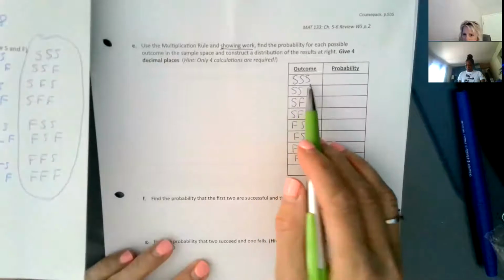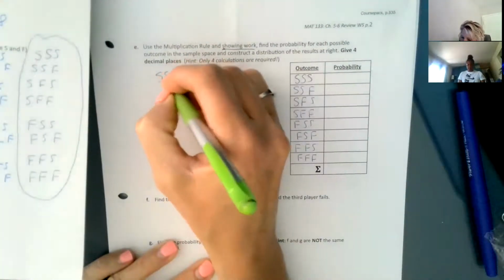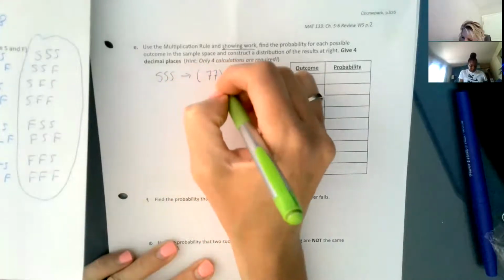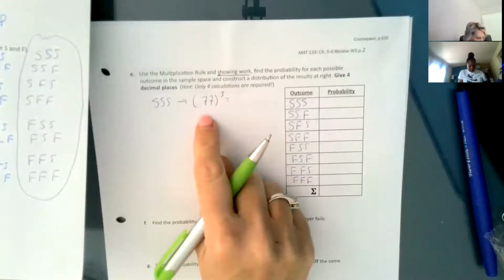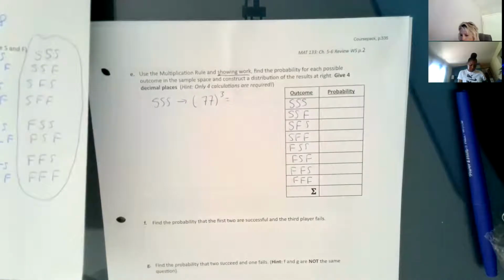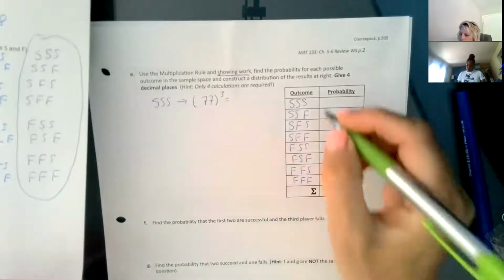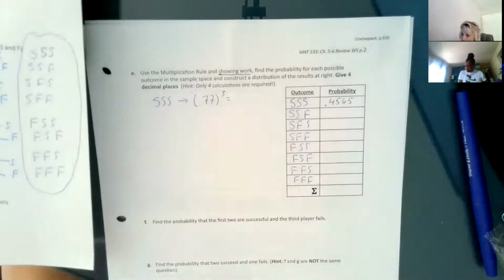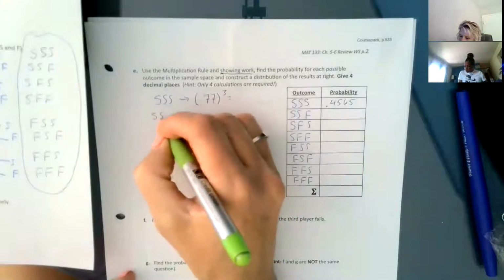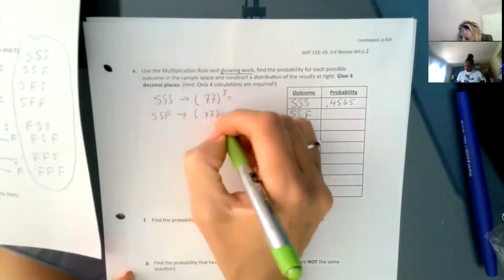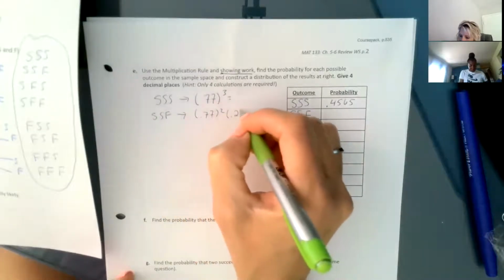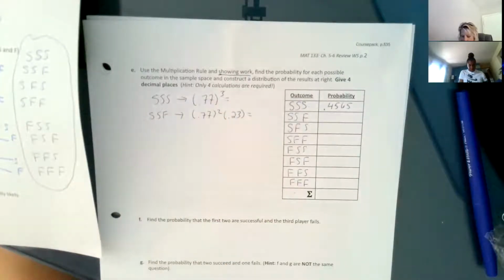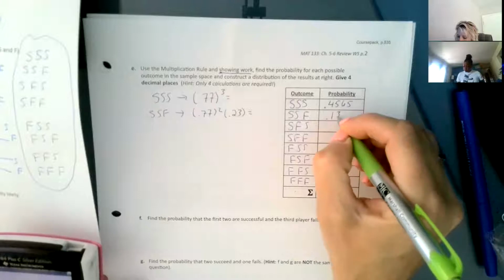Okay, so the probability of all of them being successful is 0.77 cubed, because each of them is going to have that success. So that's 0.77 to the third. And using four decimals, that comes out to be 0.4565. And then the next one is 0.77 squared for the two successes, and then the third person had a failure. So that's 0.1364.